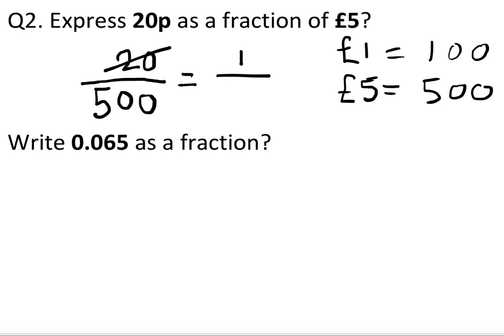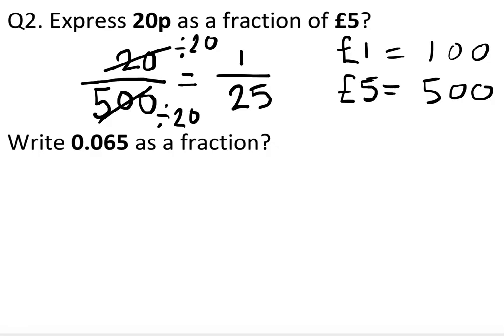Does anybody know? You can use your calculator, but I know that there's 5 20s in £1. So how many 20s would there be in £5? I think the answer is 25. So we've divided that by 20, and we divided that by 20 to give us the answer of 1/25.